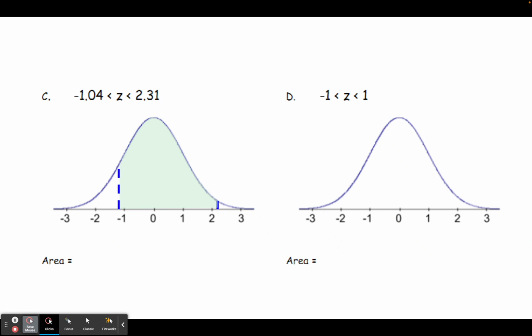Now, what we're going to do with table A in this case is look up this z-score first. And if we look that up on table A, it's going to give us the area of everything to the left of that. Well, we don't want everything to the left of that. We want everything except this. So if we then look up this z-score on table A and we subtract those two areas, it's going to take this whole area and subtract off this part that I don't want. So that's the approach that I'm going to take.